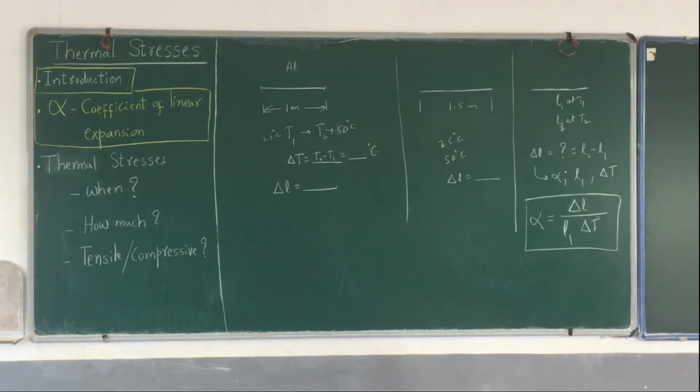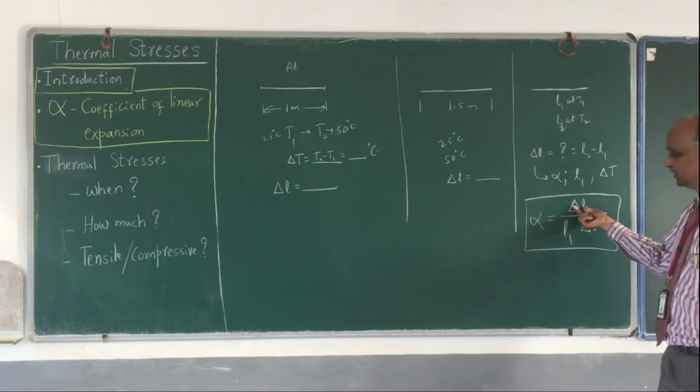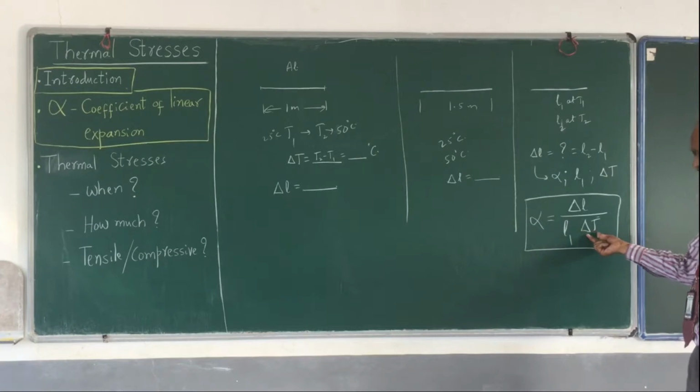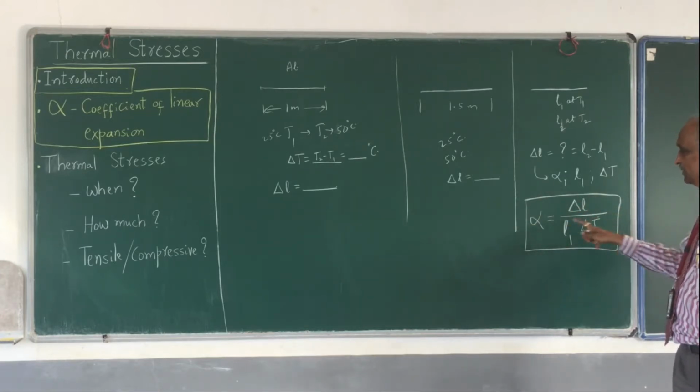Can you define it? Alpha is equal to delta L divided by L1 into delta T. Please remember each term. Alpha is the coefficient of linear expansion. Delta L is the change in the length. L1 is the initial length. And delta T is the change in the temperature.